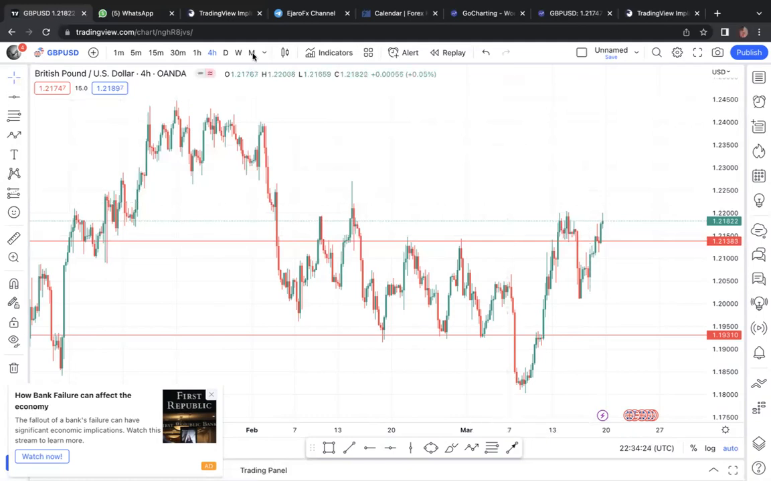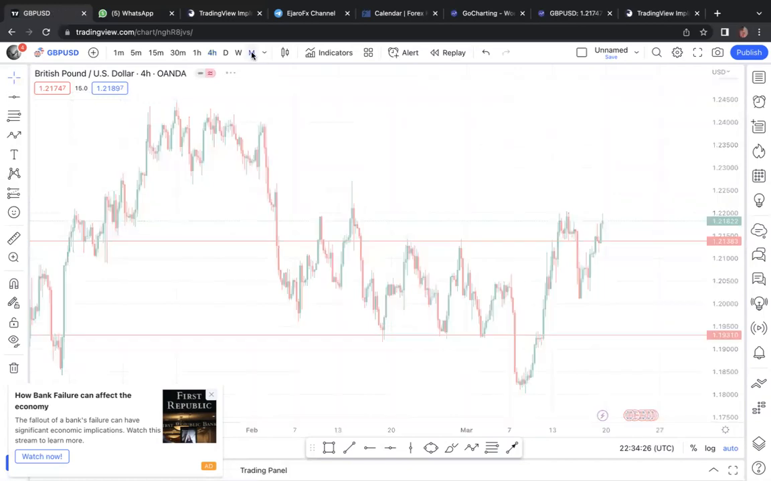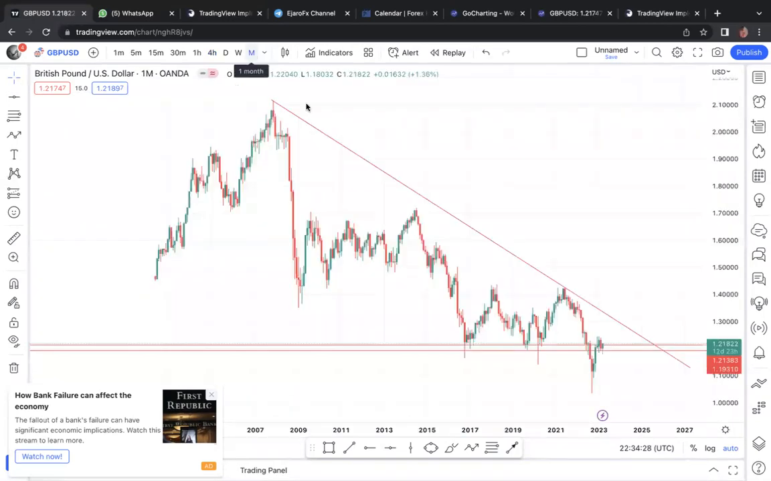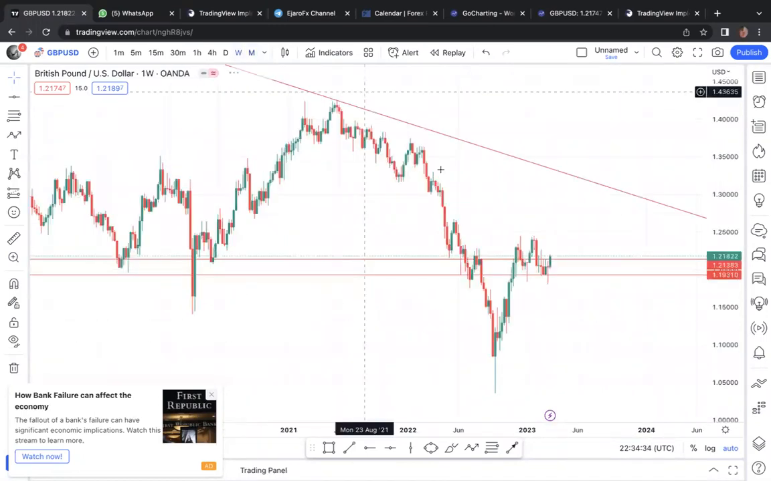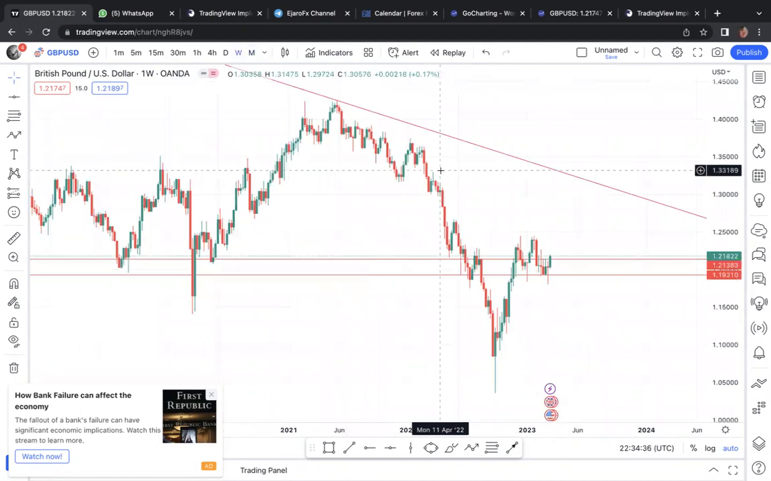So, like I said earlier, after stating your market direction in your monthly, then you come to your weekly to figure out your key levels. The key levels which I use are dynamic support and resistance. I also use psychological levels.